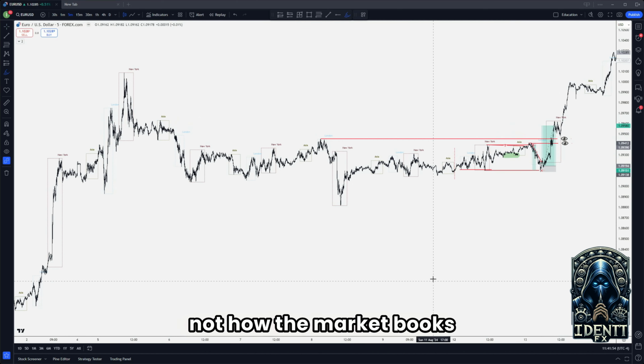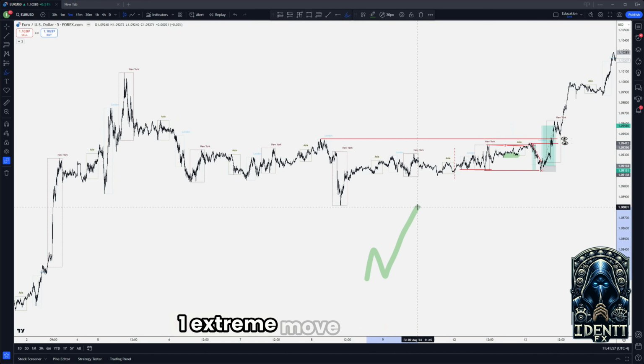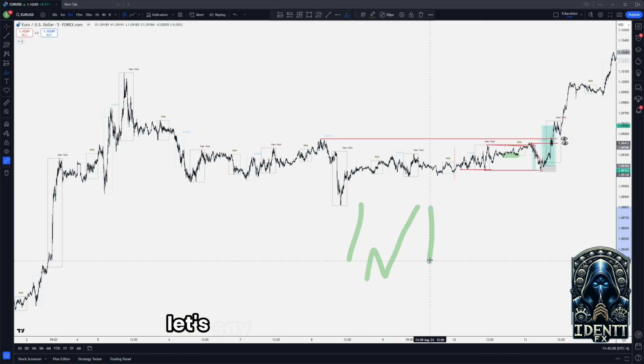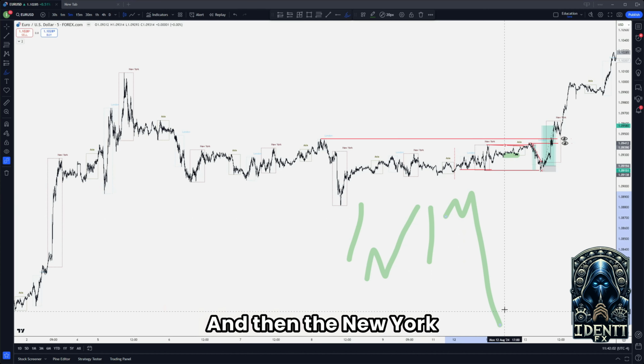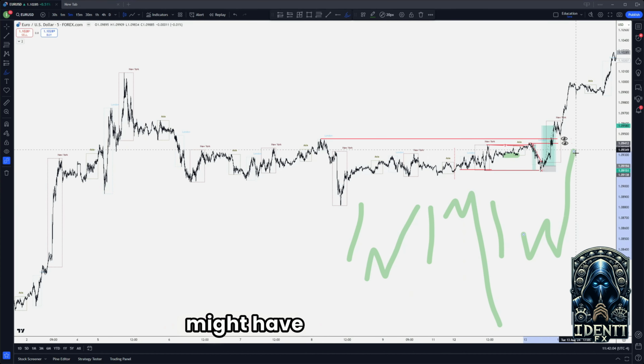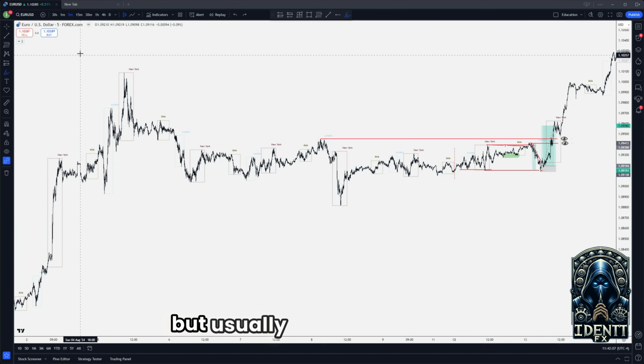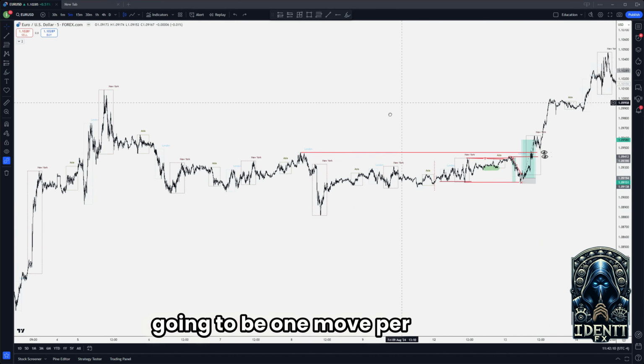That's not how the market books. The market usually makes one extreme move per session. So this, for example, let's say is the London session. And then the New York session might just reverse or might have a continuation after a liquidation. But usually, it's only going to be one move per session, right?